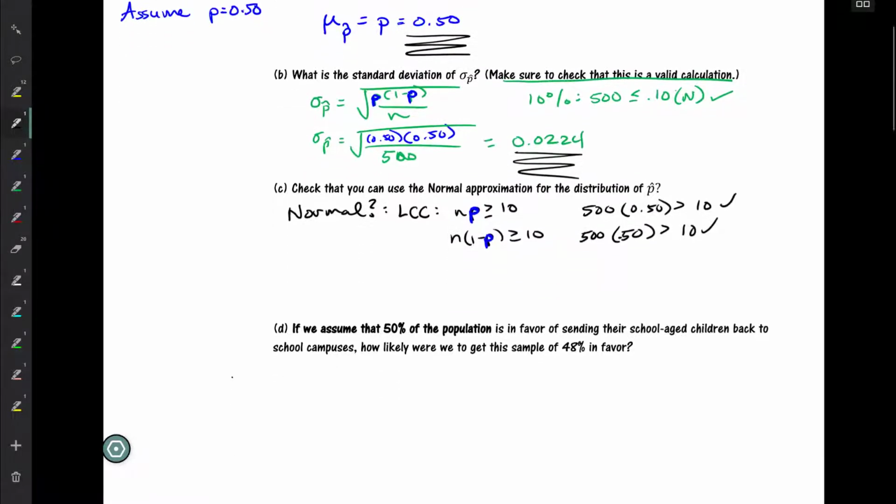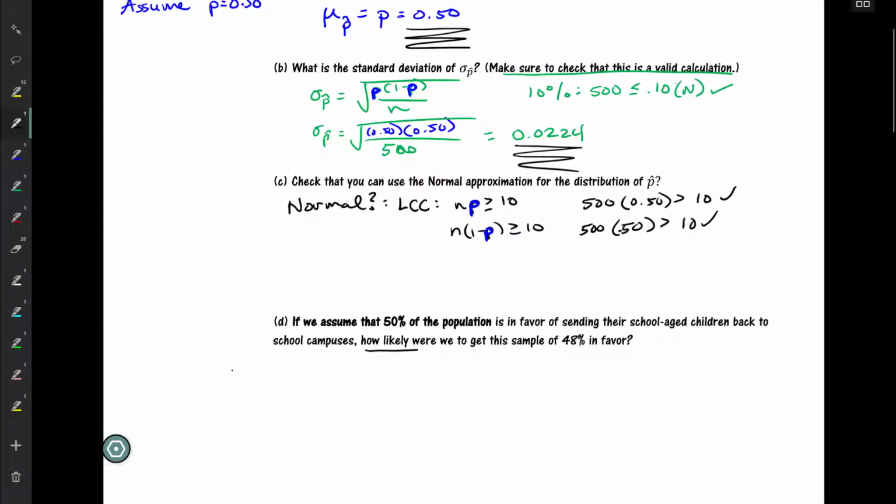Remember, what we wanted to do was see how likely we are to get a sample like this from our sampling distribution. So we draw out our normal curve and we would do a norm CDF calculation. At the center goes mu sub p hat, which is supposed to equal p, which as we saw was 0.50, and that's where the bold part in this part D comes in: if we assume that 50% of the population is in favor of sending school-age children back. So it's all based off of an assumption, and that is a very important distinction with these significance tests.